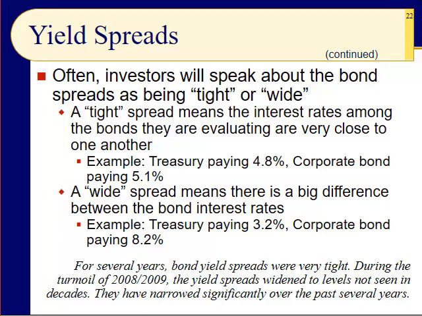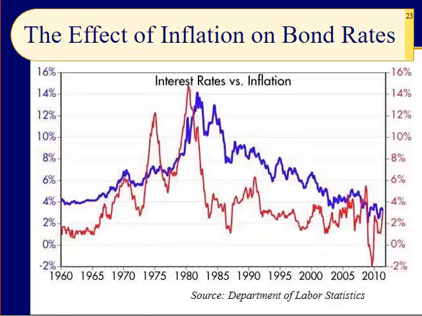Hang on a minute. Slide number 23. This is a graph that's a little chaotic, but it shows that in general, bond rates follow inflation. So here we are back in 1960. Inflation was running about 2%. Inflation is the red. The bond yield, this is the 10-year Treasury bond. The bond was paying about 4%.